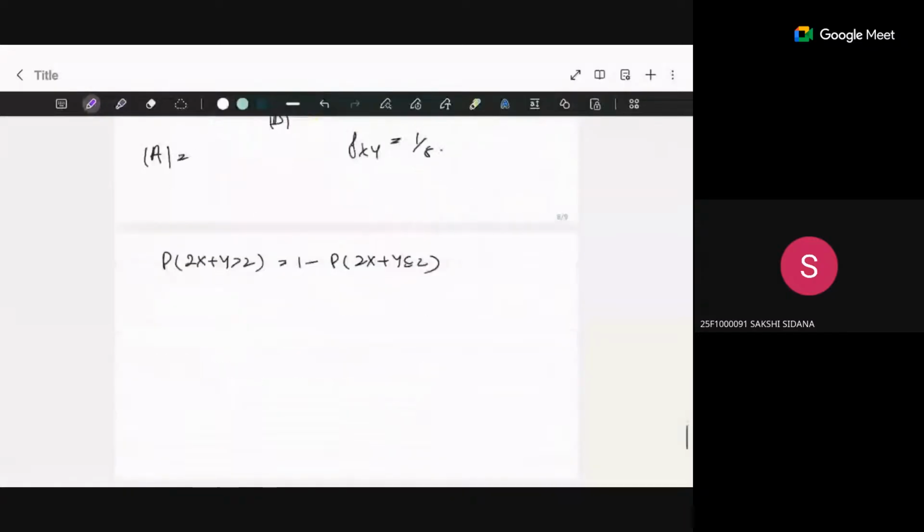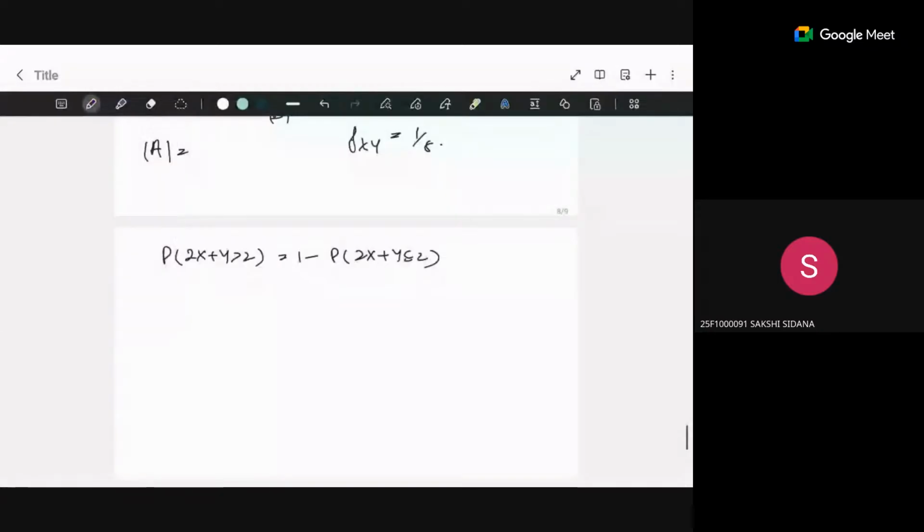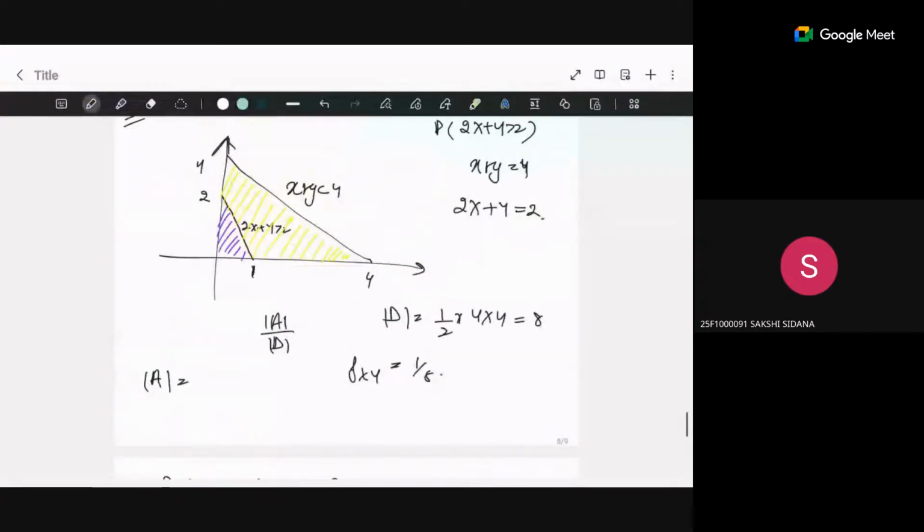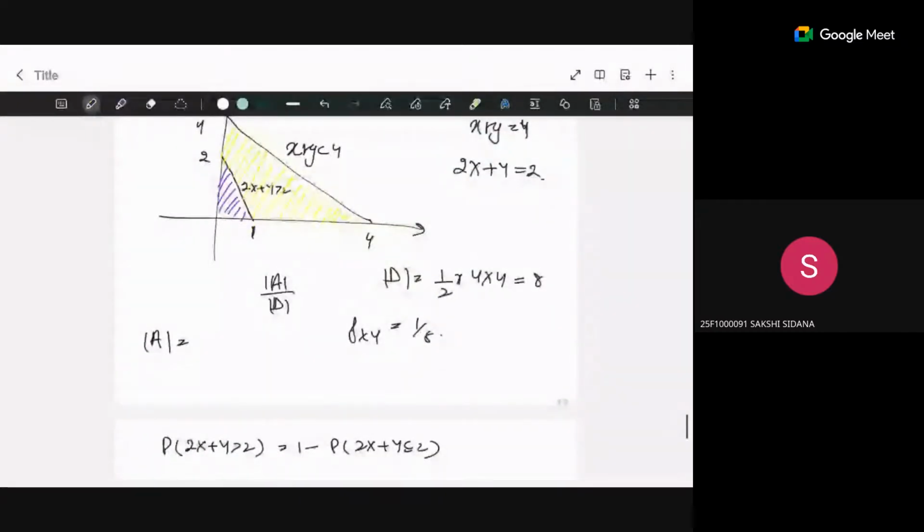Ma'am, can't we actually do bigger triangle minus smaller triangle? Which bigger triangle, smaller triangle? The one big complete triangle of x plus y equal to 4, and then minus the triangle of 2x plus y equal to 2. It will give us the green shaded region area.